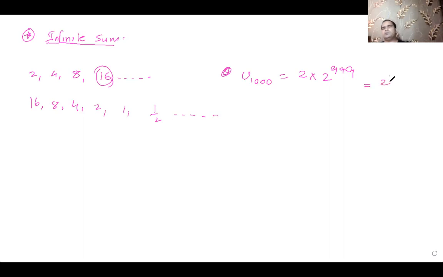So it'll be 2 to the power 1000. Now, when you want to find out 2 to the power 1000 value, it will be a huge value. And we're still at the thousandth term, which is still countable. But if I want to find out, let's say, the billionth term, it'll be a huge number, which we can't even write down properly.